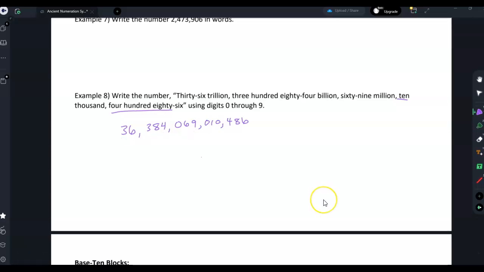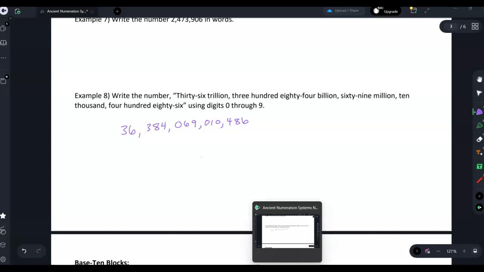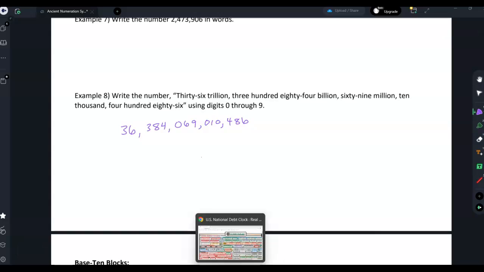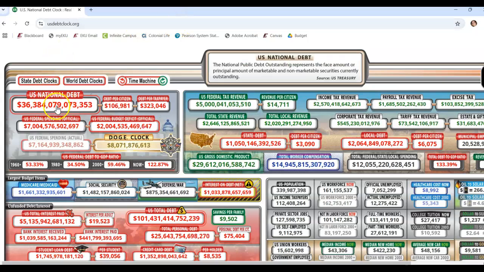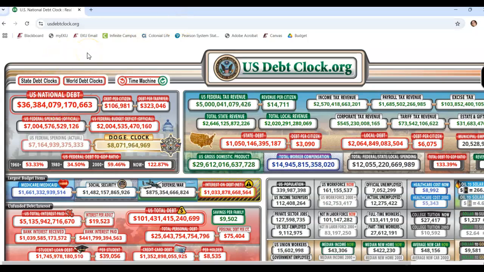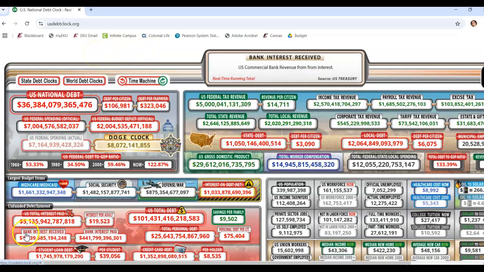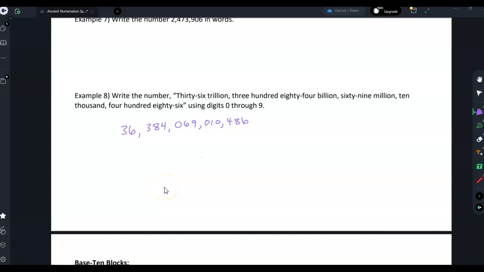And if you're wondering where in the world did I get such a big number, at the time that I created this, I got the notes made from the US National Debt Clock, so usdebtclock.org. So you can see it's already gone up from that. But at the time that I looked it up, that was the current US national debt. And this is January 2025 that this video is being made.